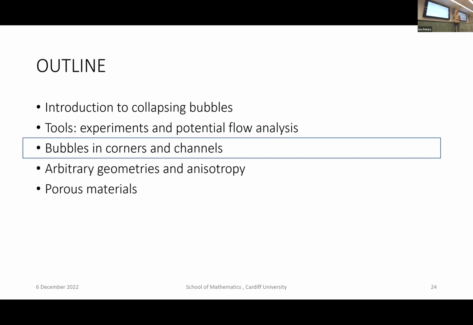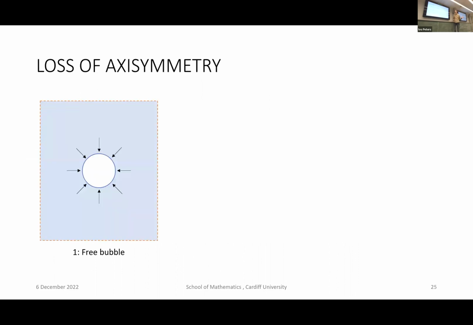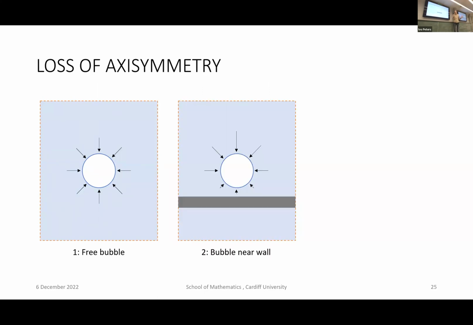So now we're going to look at bubbles in corners and channels. So I've shown you now a bubble in an infinite bath of fluid. I've shown you what happens if you have a bubble near a wall. And we saw that here a nice jet is generated. One thing that connects these two cases still is that they're both axisymmetric. Right? So even when we saw this jet being formed here, it was very asymmetrically collapsed, but it was still axisymmetric.